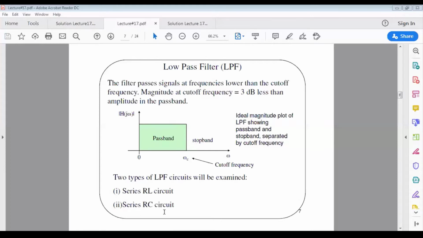There are two types of low-pass filters, which are the series RL circuit and the series RC circuit. One important thing to be understood from these circuits is that for a series RL circuit, we only have a single reactive component. A reactive component is either L, inductor, or C, capacitor. In the series RL circuit we have a single inductor, whereas in the series RC circuit we have a single capacitor.